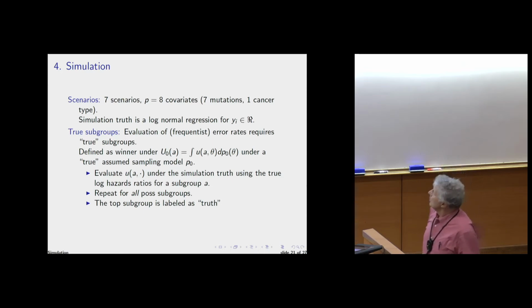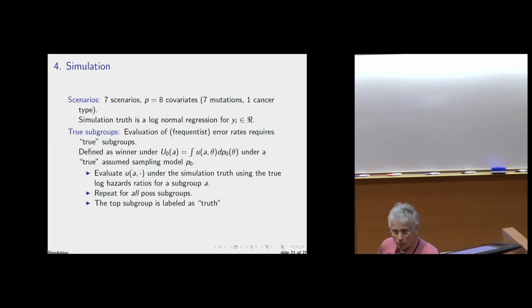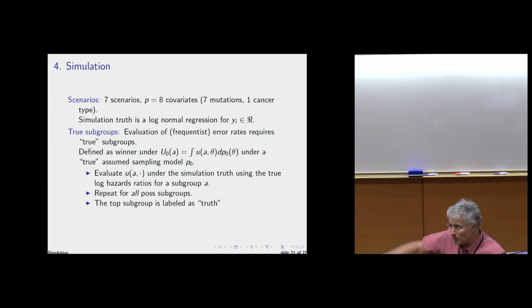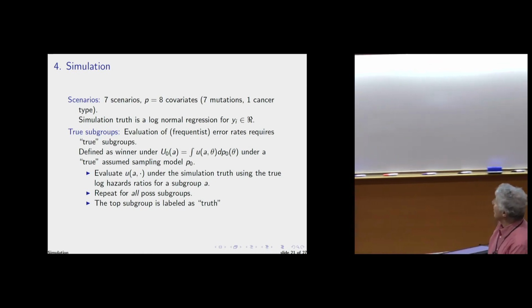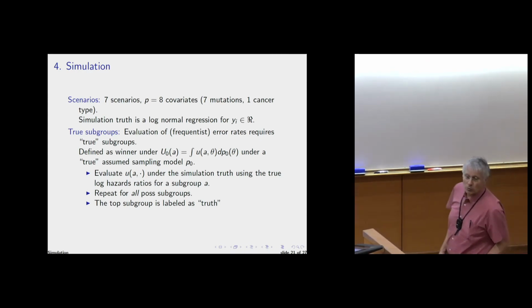Looking at such things like type 1 error or the probability of selecting the correct subgroup, I have one very simple problem. In my sampling model, in my probability model, there is no notion of a true subgroup. Yeah? There's no notion of true subgroups in the probability model because I separated the decision from the probability model. So in order to have meaningful definitions of error rates, I have to introduce the notion of true subgroups.